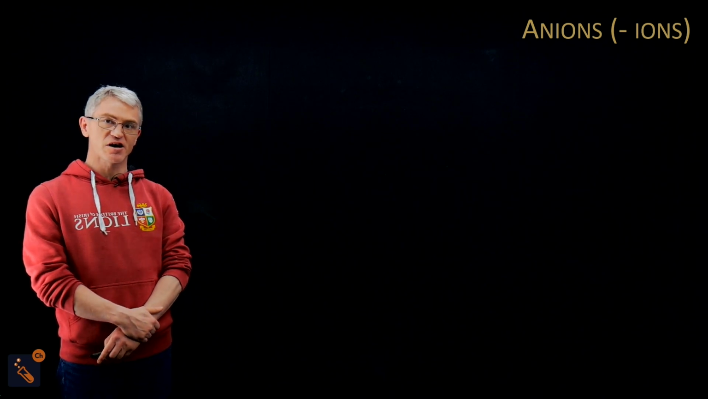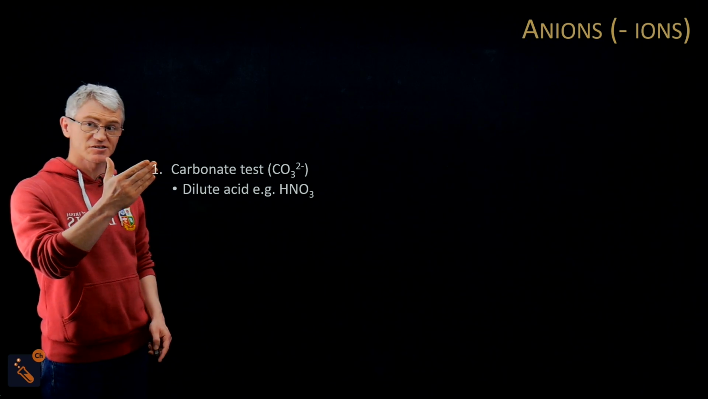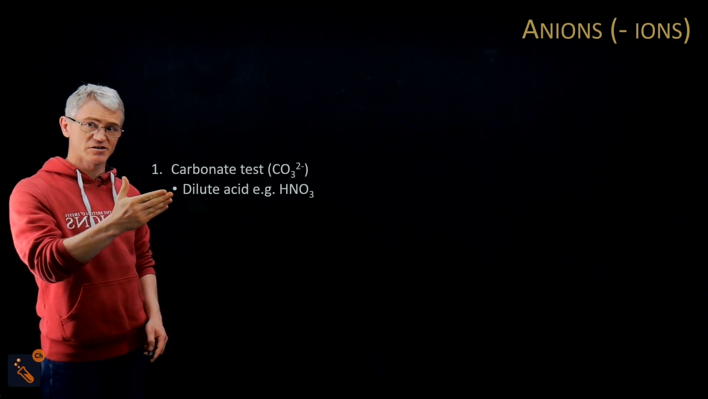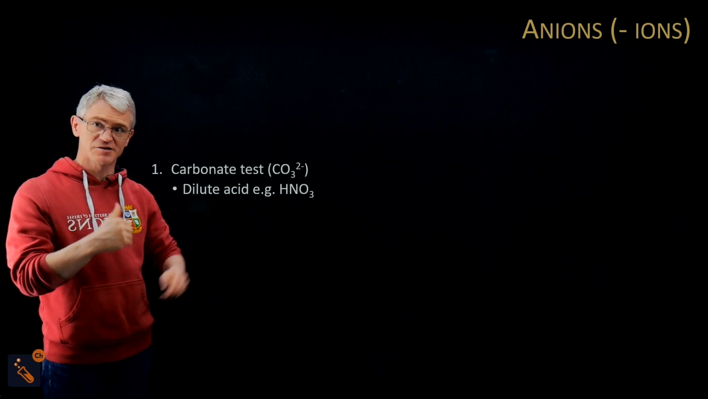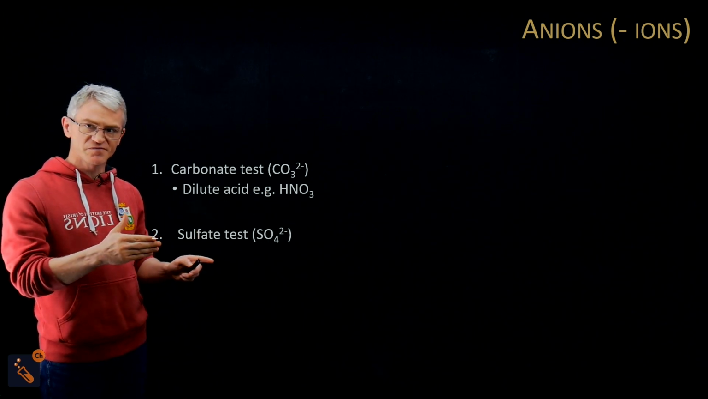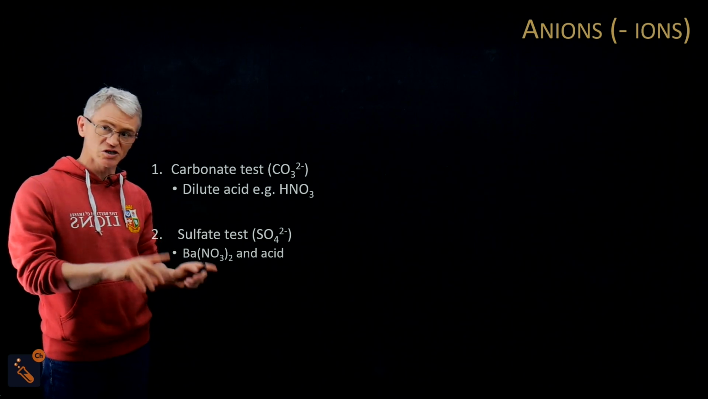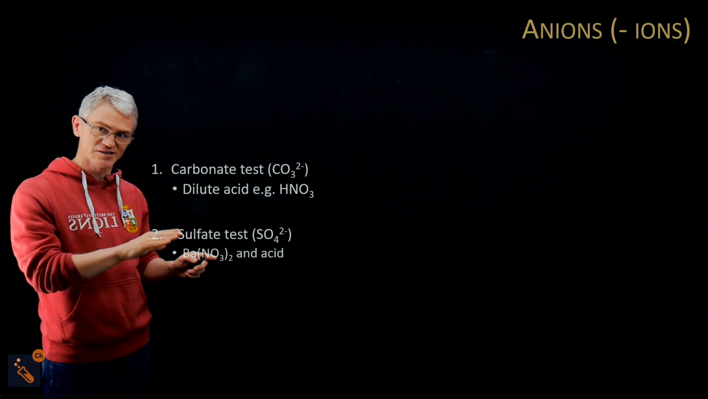Now, first of all, we're going to go anions, negative ions. The tests we're going to do are the carbonate test, same as GCSE. You add dilute acid, but we're going to say that acid is HNO3. That's the difference. I'll explain that in a bit. Sulfate test, we're going to use barium nitrate. In GCSE, you use barium chloride. Don't use barium chloride. We'll explain that in a bit.